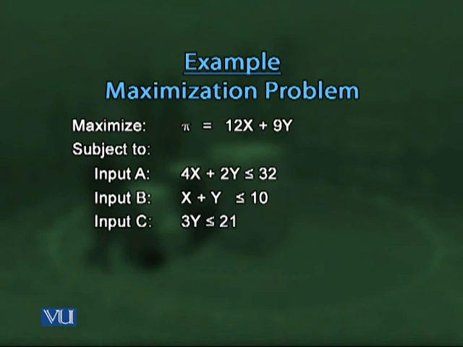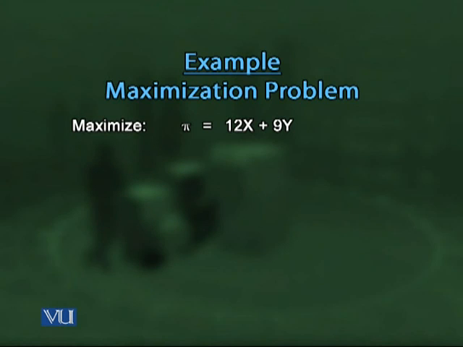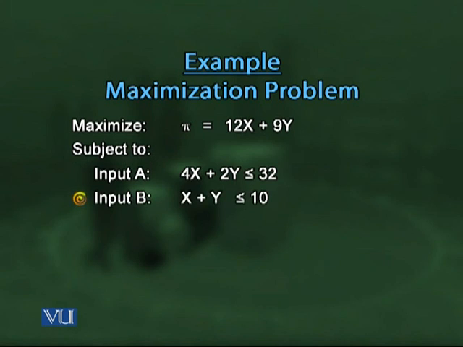Now, the problem that we have formulated from the given information, you can see on the screen here. We have specified our objective function pi is equal to 12x plus 9y, that is the function which is to be maximized. Subject to the inequality constraints: the constraint for input A is 4x plus 2y equal to or less than 32. Input B, x plus y less than or equal to 10. And input C, 3y less than or equal to 21. And the non-negativity constraint, x and y are both non-negative, that is they are equal to or greater than 0.